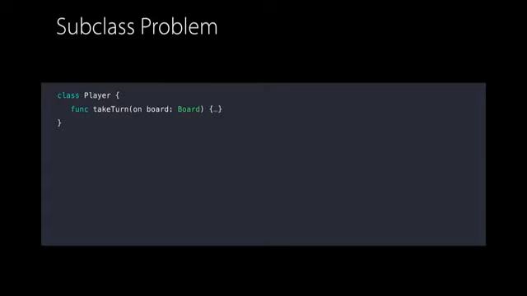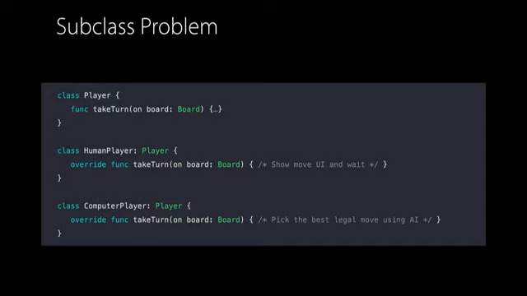You've seen how you can use subclasses. Now let's talk about a subclassing problem. Continuing the game example, suppose you have this player base class. Since every player can take a turn, there's a method to do that. You have two kinds of players. You have a human player class, which takes its turn by showing UI to the user. And you have a computer player class, which takes its turn by finding the best legal move. So the question then is, what goes in the base class implementation?